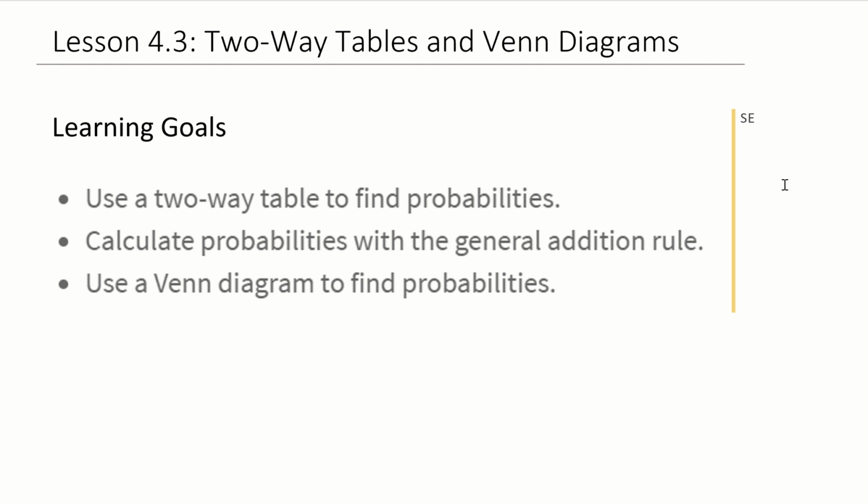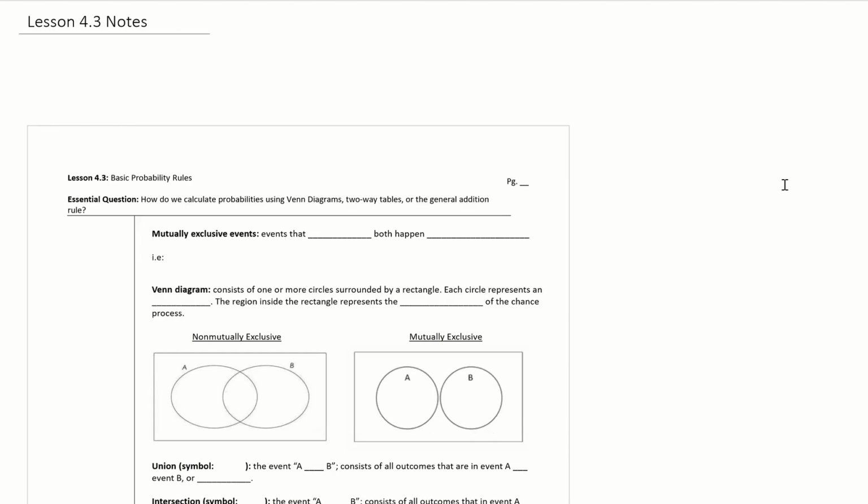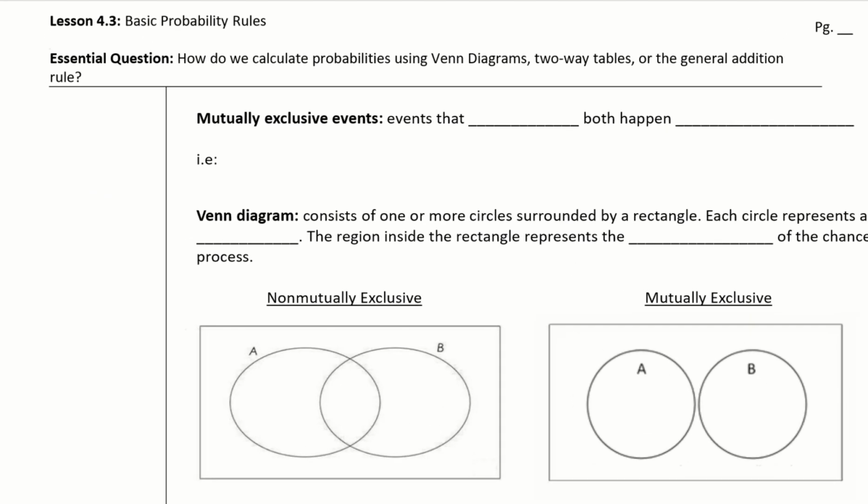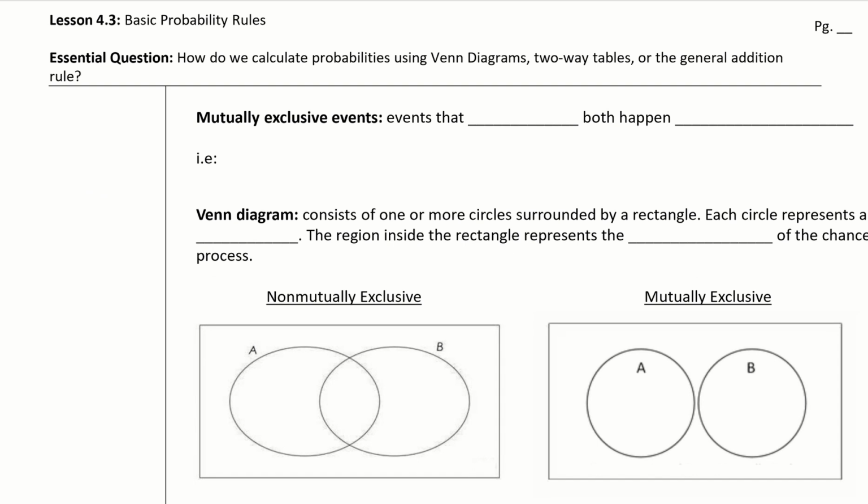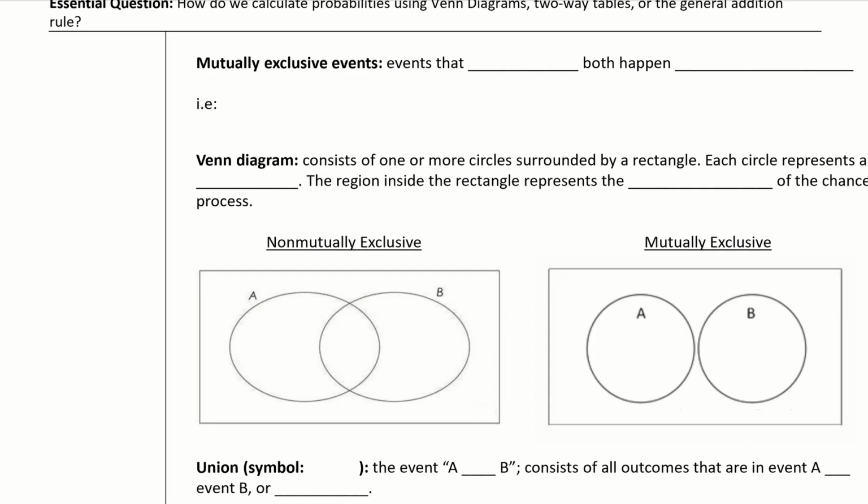So our goals for today are to be able to use two-way tables to find probabilities, calculate probabilities with the general addition rule, and use a Venn diagram to find probabilities. So we want to address the question, how do we calculate probabilities using these tools, the Venn diagram, two-way table, or just by using an addition rule known as the general addition rule.